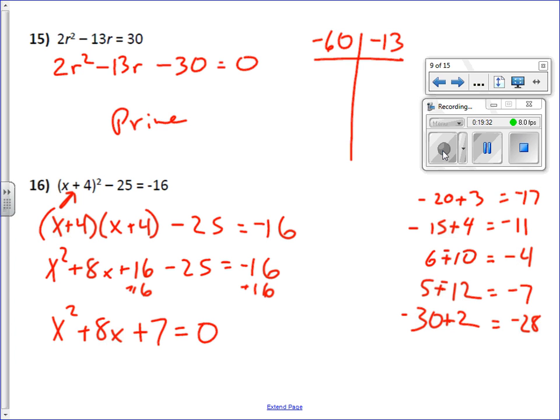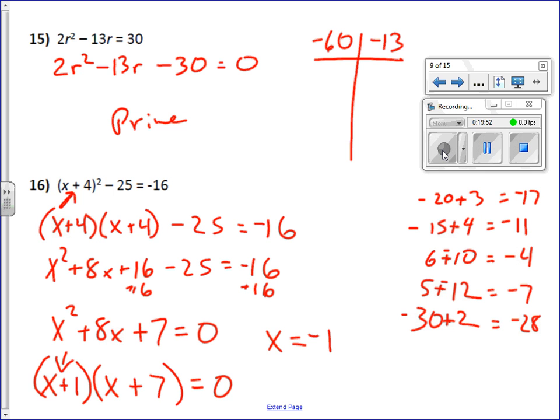So I need two numbers that multiply together to give me 7 and add together to give me 8. Well, that's going to be a lot easier. I got (x plus 1)(x plus 7) equals 0. So the possible values of x that will give me 0 are -1, which will cause that to be 0, and x being -7 would cause that to be 0.